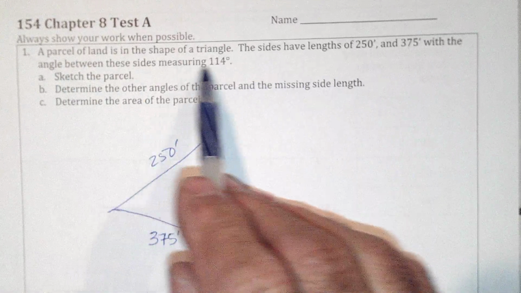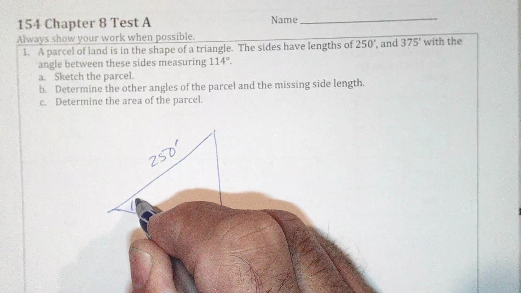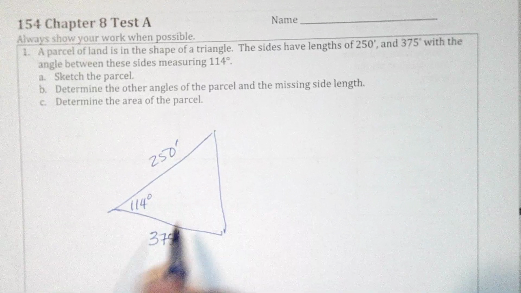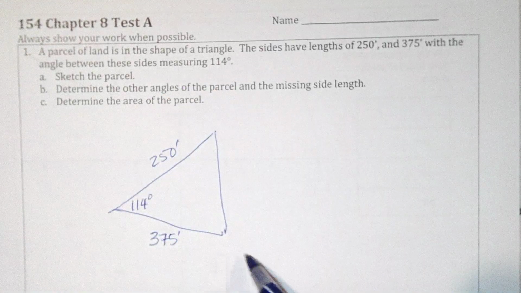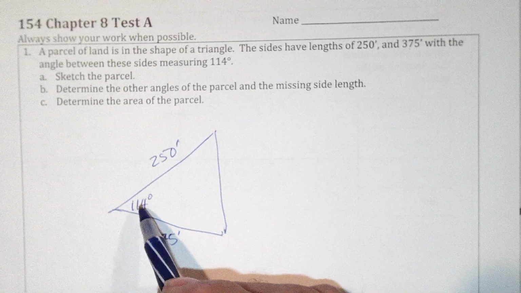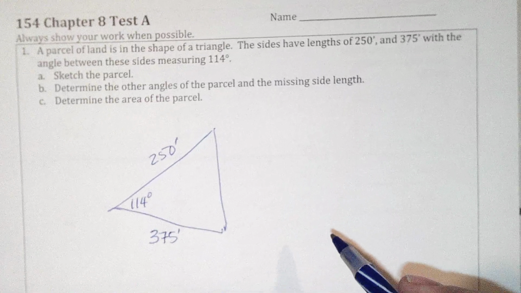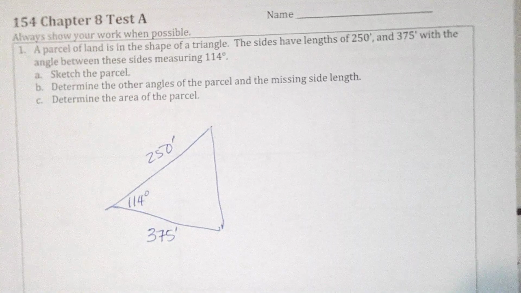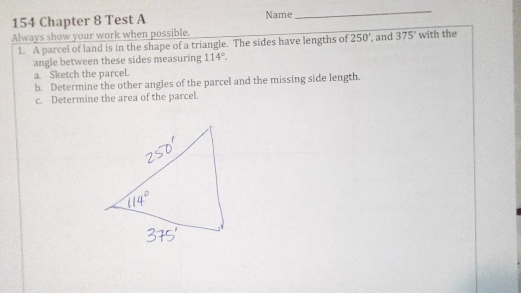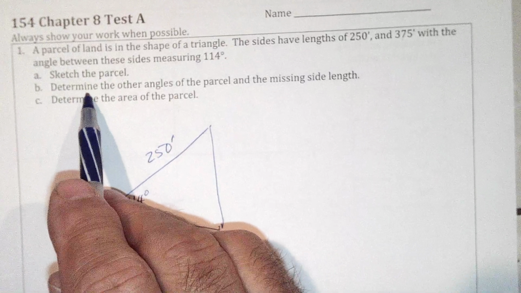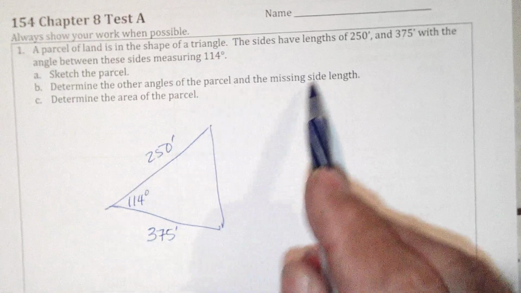With an angle between the sides of 114 degrees. So this should have been over 90, and I drew it under 90, but that's okay. It's still a triangle. So I sketched the parcel. Not a very good sketch of it. Determine the other angles and the sides.